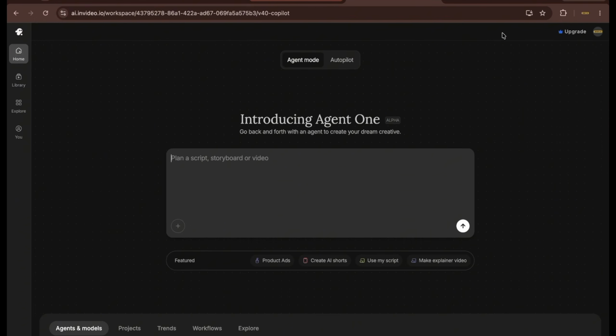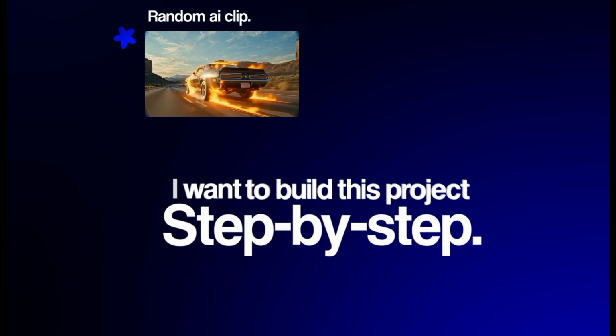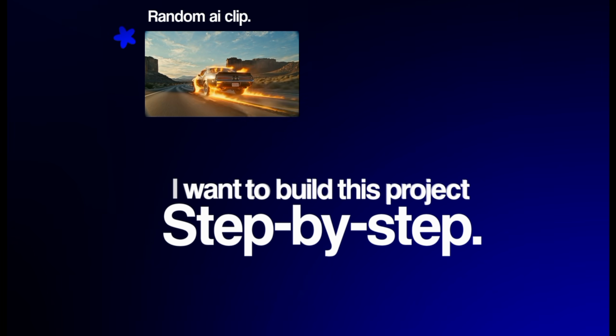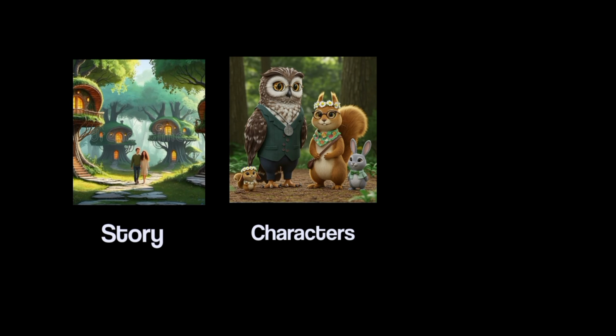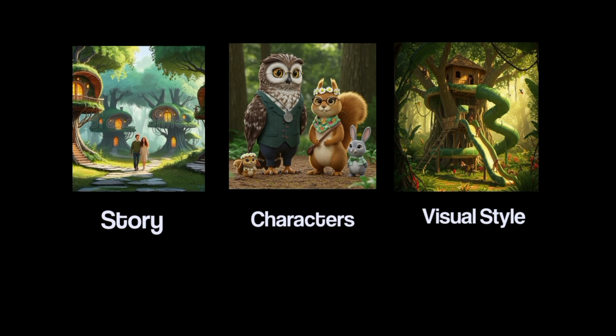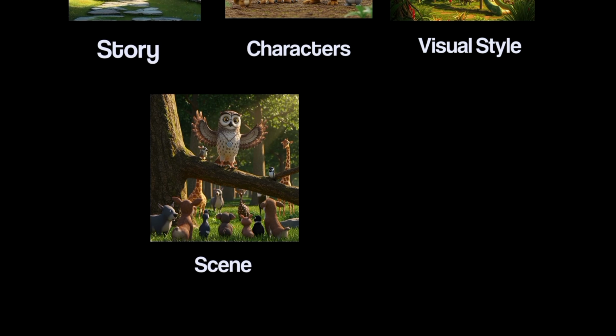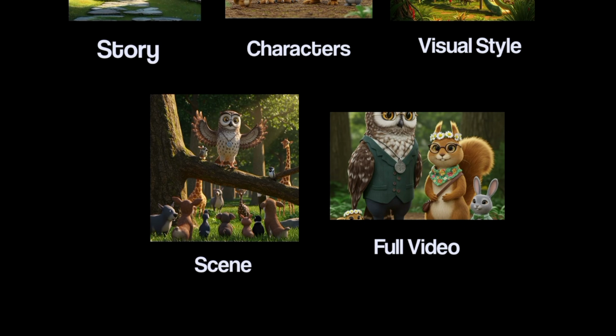Once you're here, you'll see Agent Mode. The reason I'm using this is simple. I don't want to create just one random AI clip. I want to build this project step by step, almost like a proper film production, where we first set the context, build the character, lock the visual style, create the scenes, and finally turn everything into a complete video.